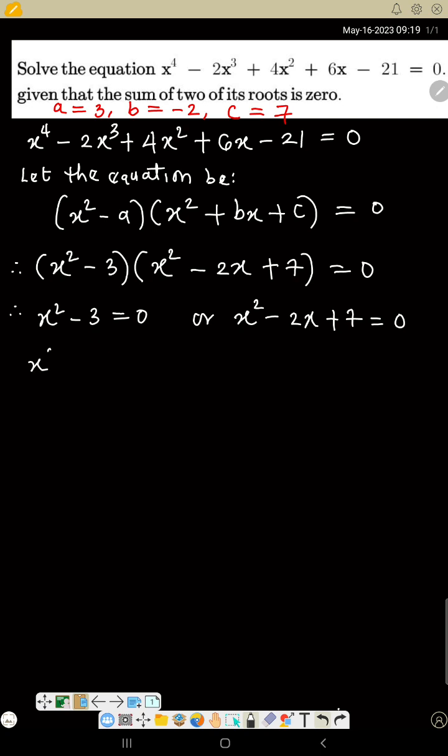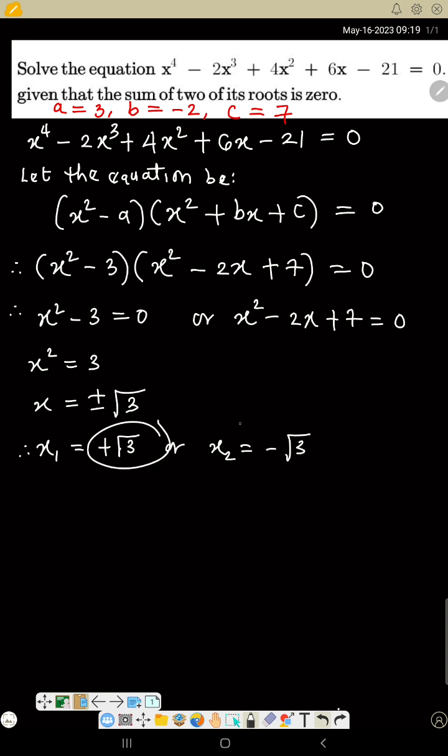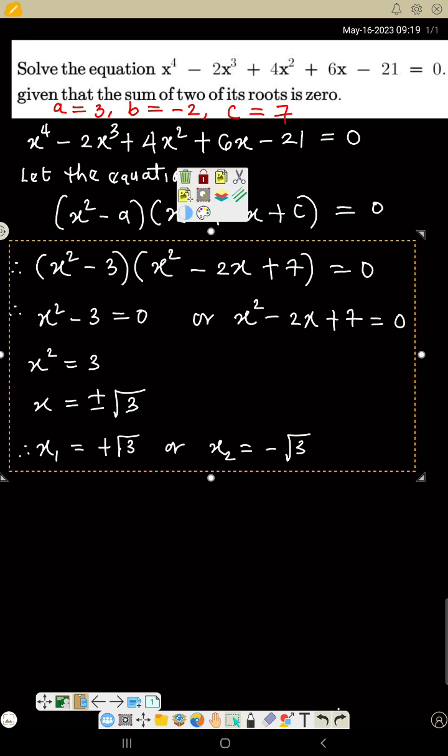So solve this. X squared equals 3. So x is plus or minus square root of 3. That means x1 is plus root 3, or x2 is minus root 3. You will see the sum of these two roots will be 0. So we have got s1 and s2. So now solve this equation to find the other roots. So s1 is plus root 3, s2 is minus root 3. So now let's solve the other equation now.